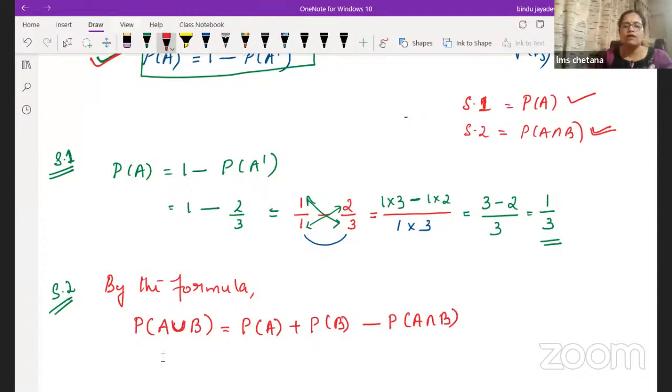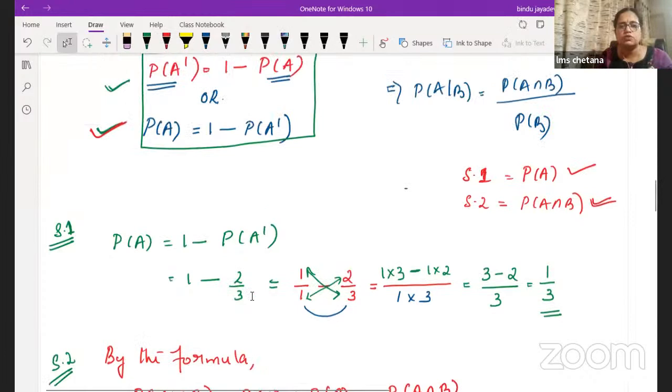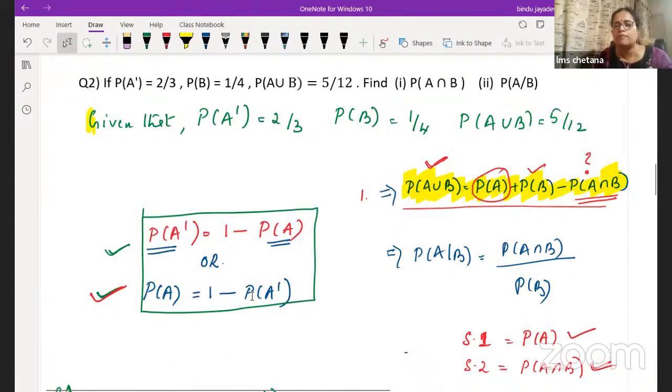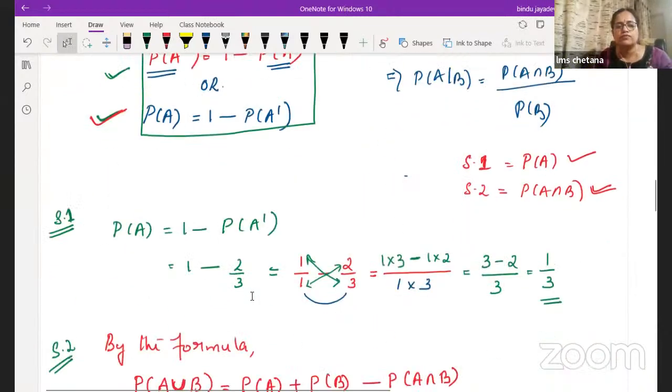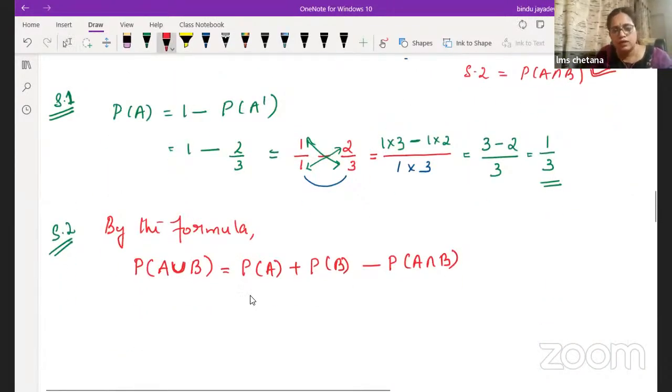Okay, here all values are there. Now we are going to substitute. What is probability of A union B? 5/12, right? 5/12, and next is 1/4. Okay, I'm substituting the values.